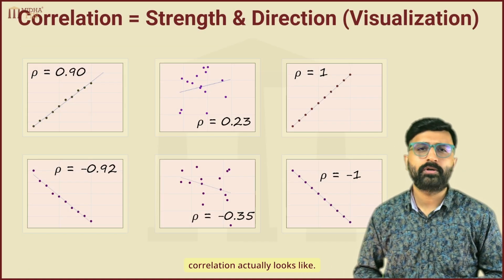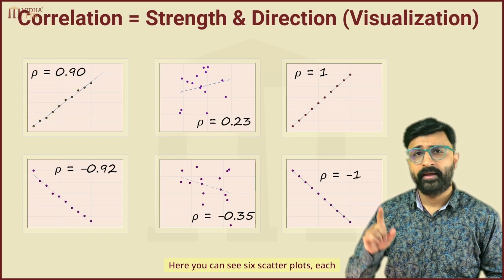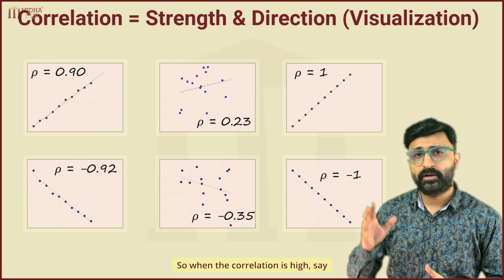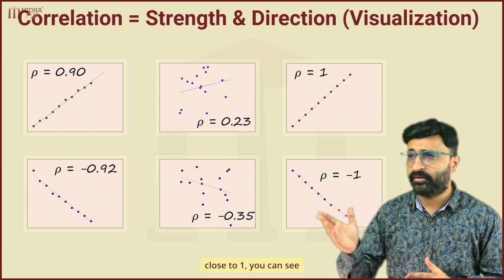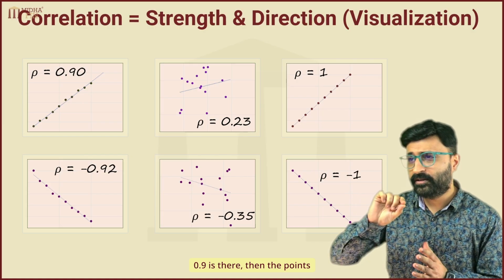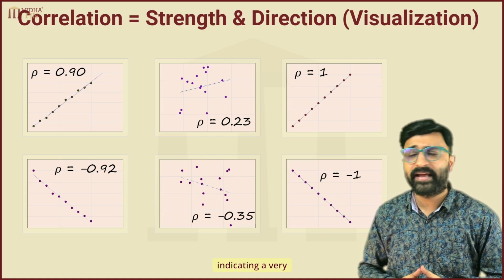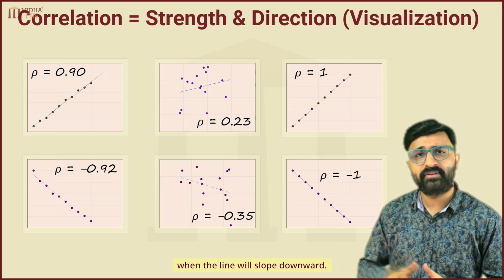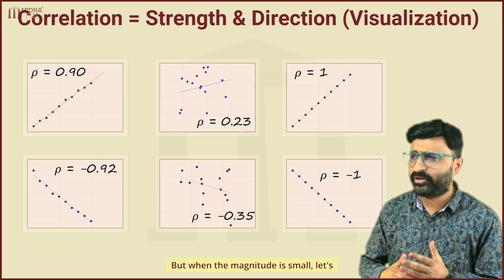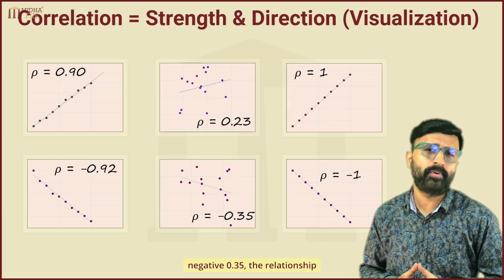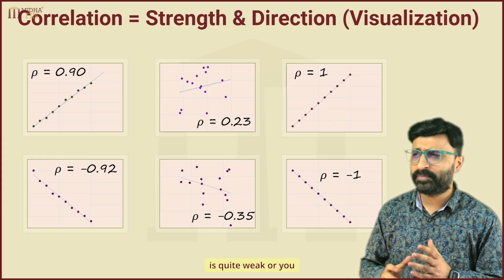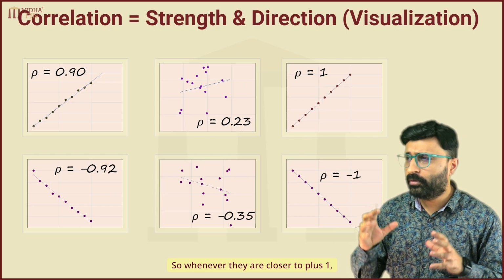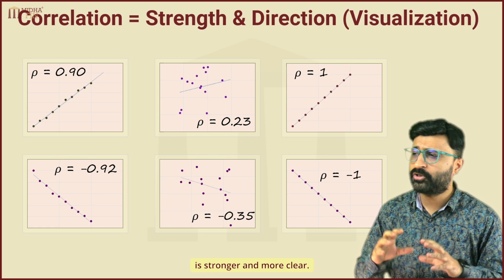Let's visualize what correlation actually looks like. Here you can see 6 scatter plots, each showing a different strength of relationship. When the correlation is high, say close to 1, like 0.9, the points form almost a perfect line, indicating a very strong positive relationship. Of course, when it's close to -1, the line will slope downward. But when the magnitude is small, like 0.23 or -0.235, the relationship is quite weak, or you can say almost random. So whenever they are closer to +1 or -1, the relationship is stronger and more clear.